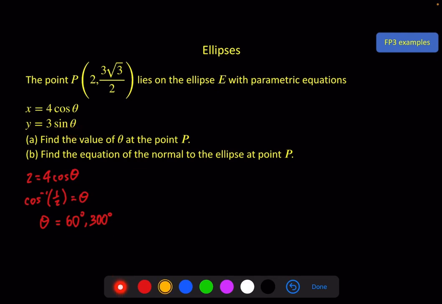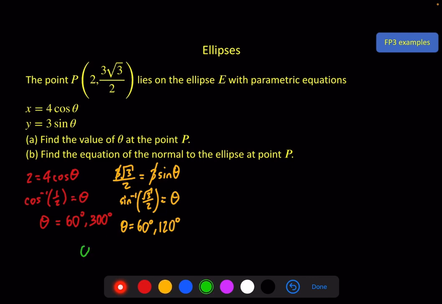So the y value at P is 3 root 3 over 2, and that substituted into the equation for y gives 3 sine theta. The 3 disappears. Inverse sine of root 3 over 2, and that is equal to 60 or 120. So the angle that we need, the one that agrees with both, is 60 degrees, or in radians if you prefer.